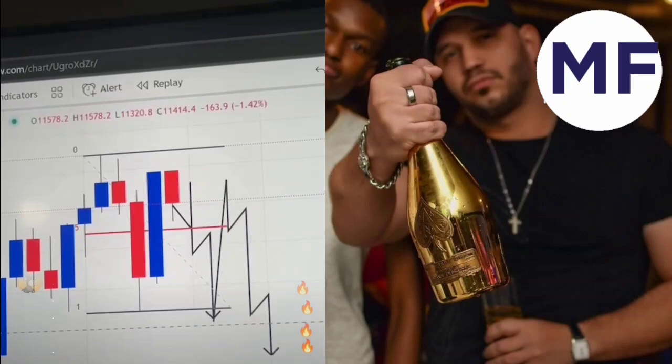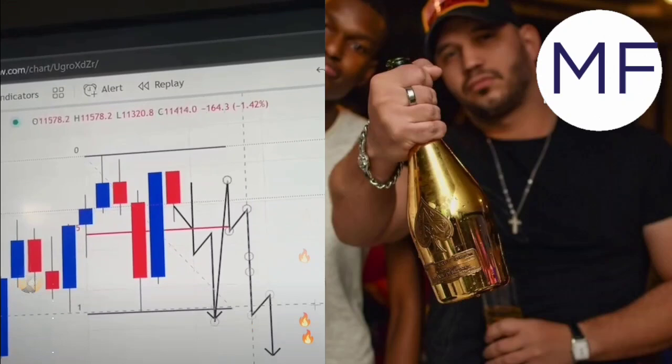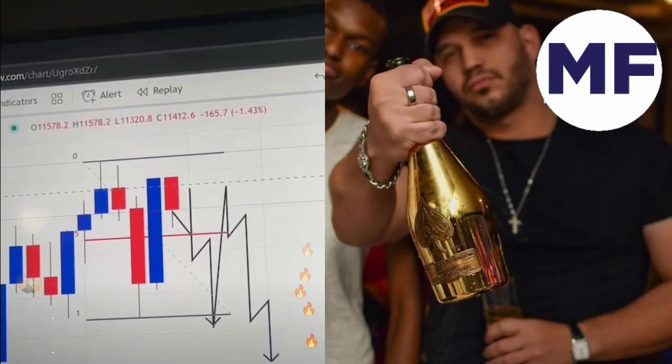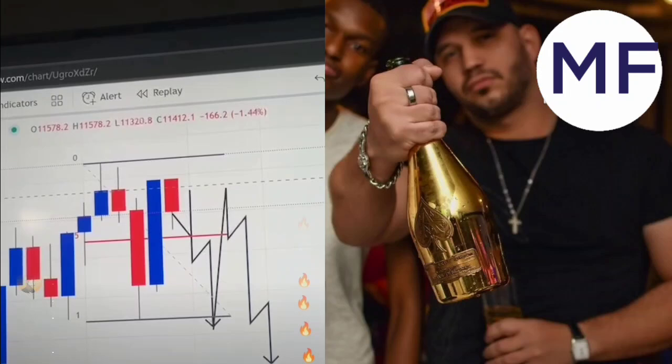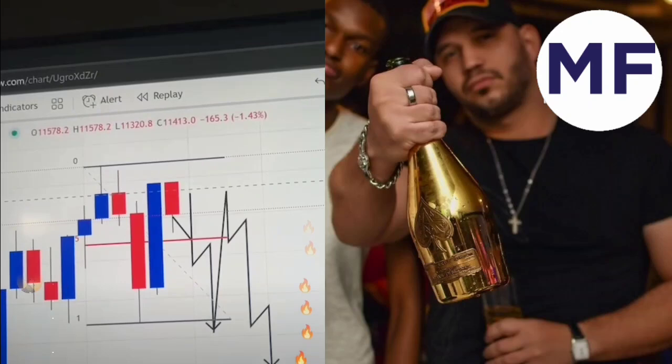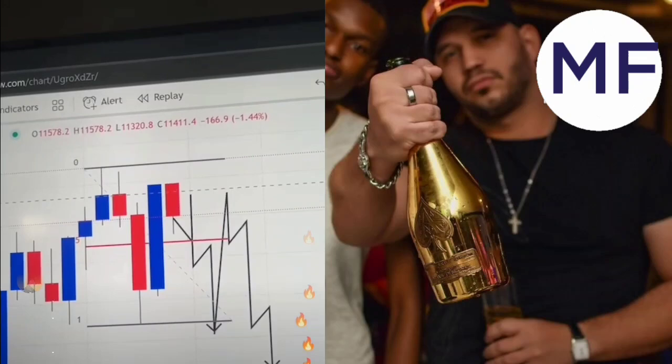Are you with me? Do you understand what I talk about, or what I, when I say that your lower time frame needs to line up with your higher time frame? I can't be going short on a market, yet the market is bullish. I can't be going short when the lower time frame is telling me to go short, yet the higher time frame is telling me to go bullish. And obviously vice versa.